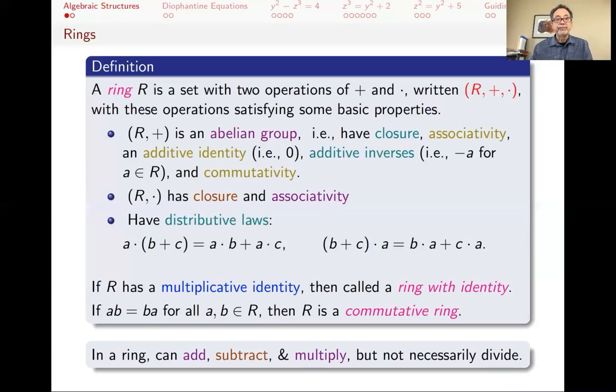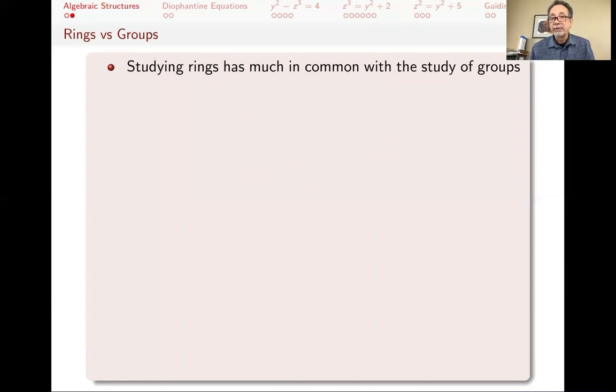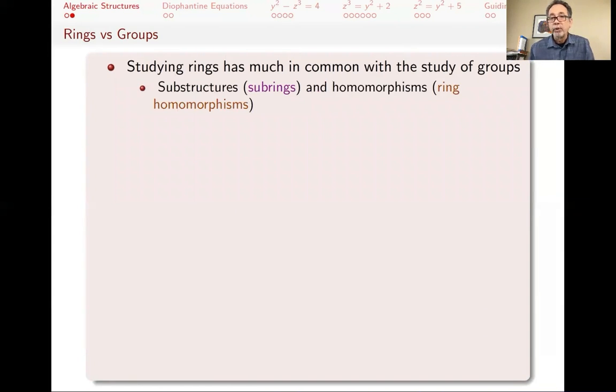Studying rings has a lot in common with the study of groups, and in fact, with the study of other algebraic structures. Groups are sets with just one operation and closure, associativity, identity, and inverses. In groups, you focus on substructures, on subgroups. In rings, you focus on subrings. We look at homomorphisms, maps from rings to rings, ring homomorphisms, just like group homomorphisms were important. And in fact, those subrings that are kernels of homomorphisms are especially important.